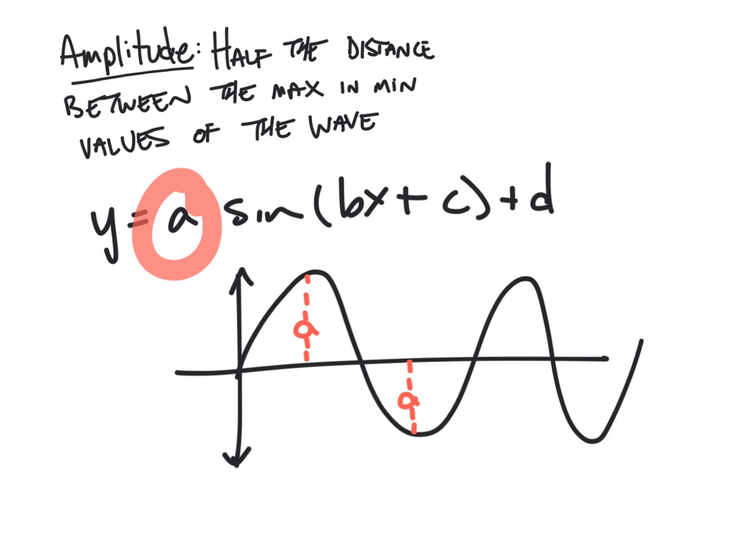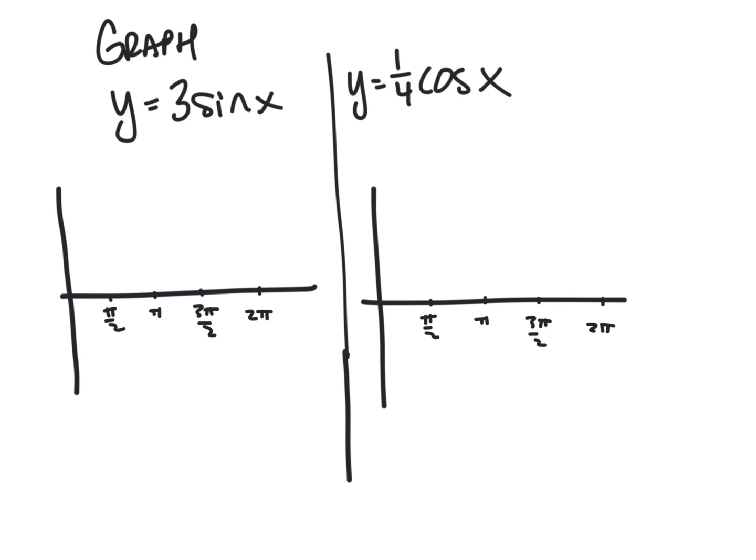The very first thing that we're going to look at is this a, the amplitude. In all other functions, this is a stretch. It's pretty much the exact same thing for sine and cosine. It's half the distance between the max and the min points. So just think from this middle line, it's the distance to the top of the wave. So here we have y equals 3 sine x and y equals 1/4 cosine x. These are the only transformations: it's stretched by 3 or compressed by 1/4.